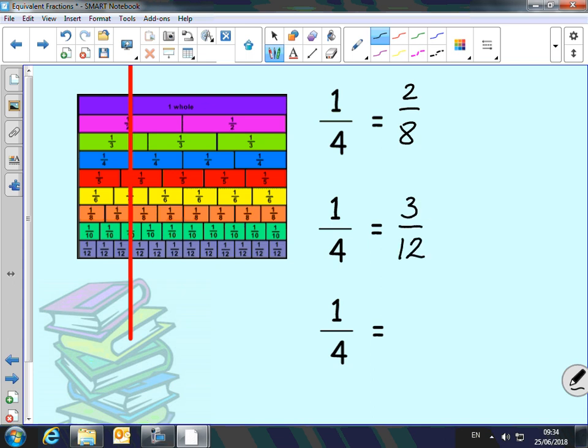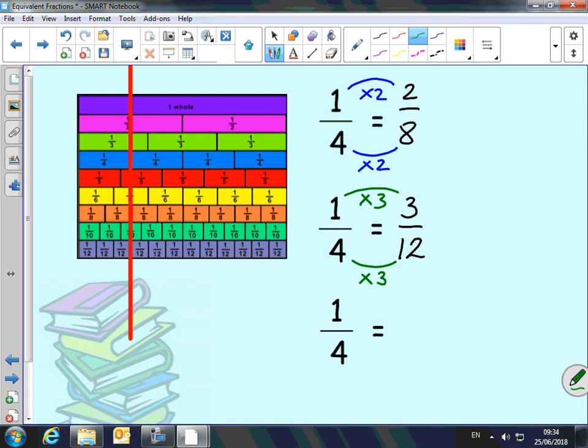If you think about the rule we just spoke about, when you multiply numerator and denominator by the same number, we get an equivalent fraction, which works here. So 1 times 2 is 2, and also 4 times 2 is 8. So 1/4 is equivalent to 2/8. Look at the question below. 1 times 3 is 3. Do the same to your denominator. 4 times 3 is 12.